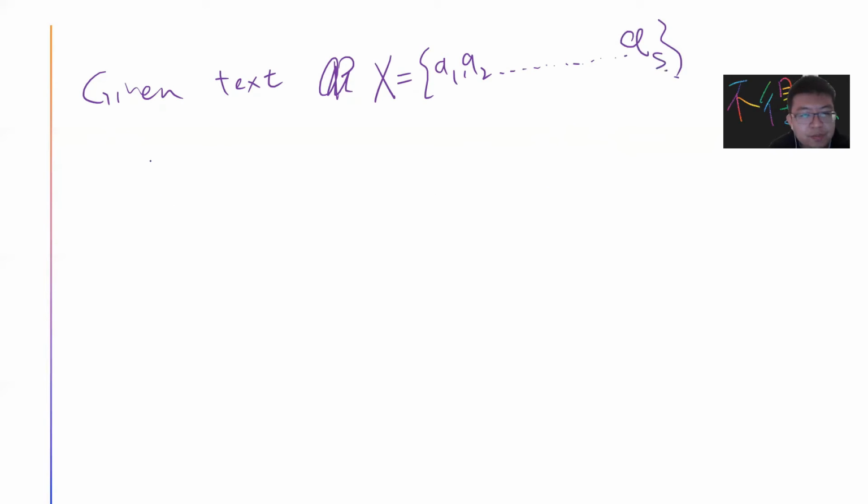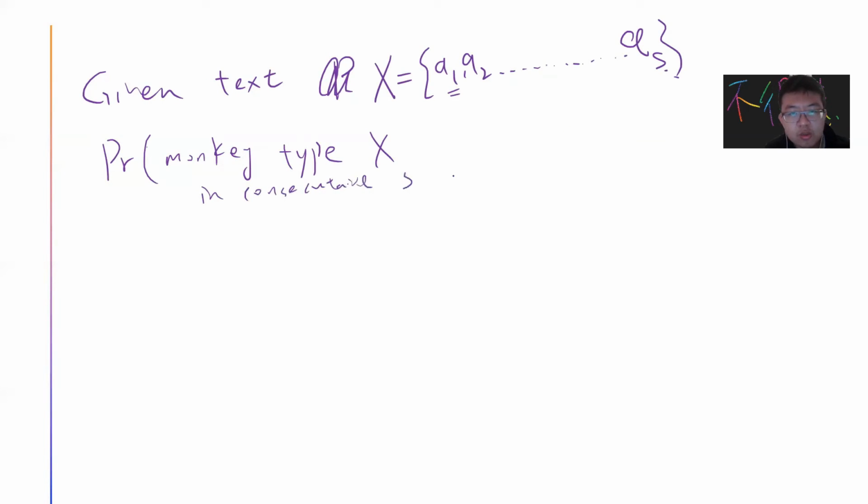So you can ask what is the probability that the monkey types the text at random, that is, the monkey keeps typing A1, A2, up to As. There is a probability that the monkey types X in the consecutive S characters, which is P. This P will be very small, because each character needs to match.